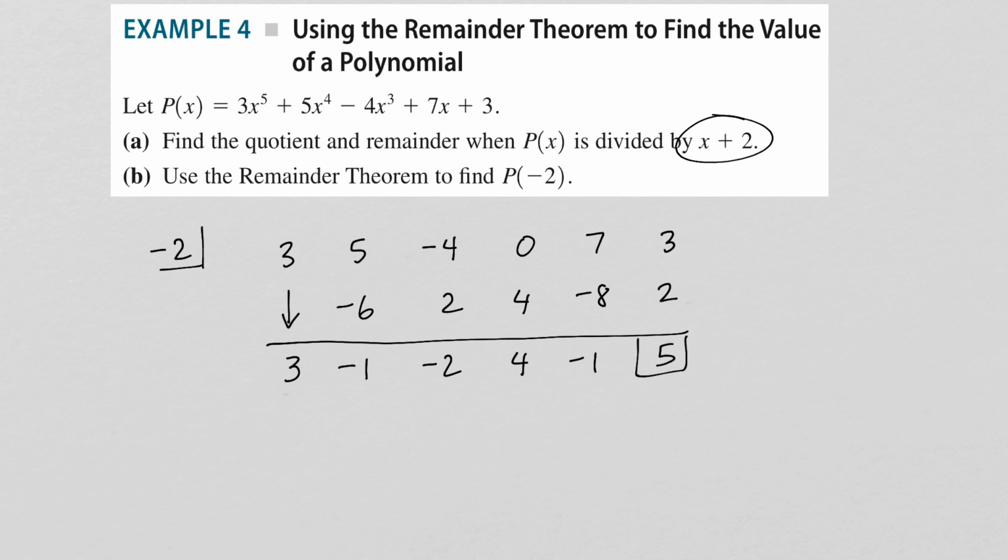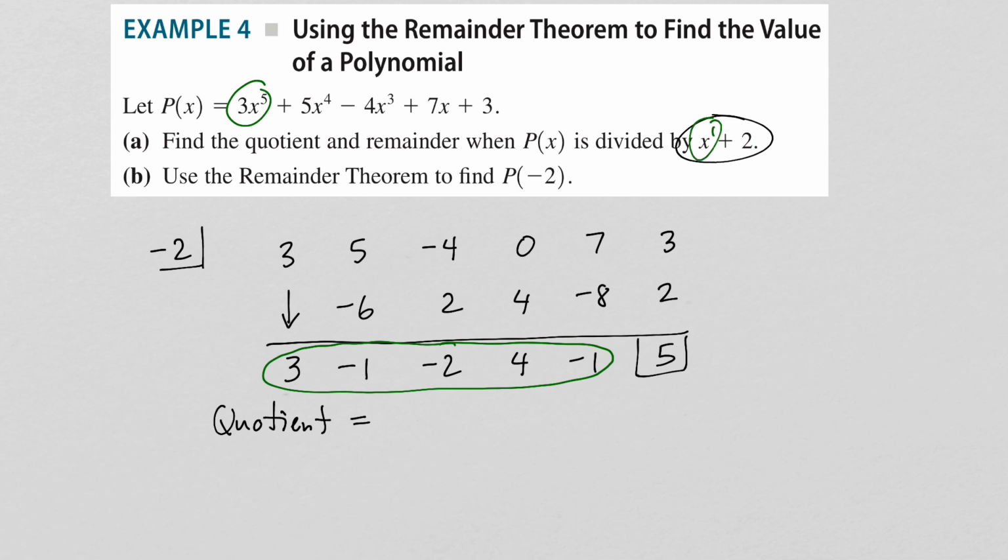So the quotient when dividing is this part right here. Now, what does that represent? There's a lot of numbers there. Keep in mind, you divided a 5th degree polynomial by a 1st degree polynomial.